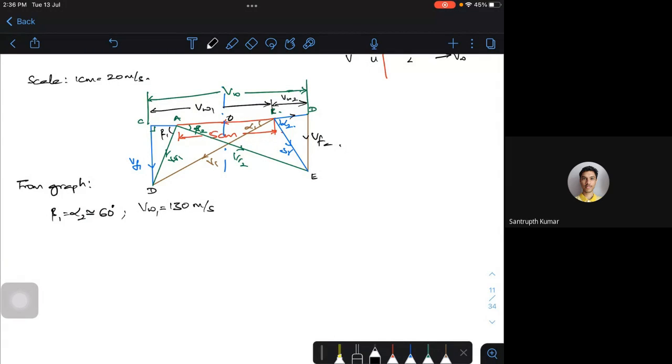Around 60 degrees. Then how much are you getting for VW1? Around 130. Just check that. Similarly, you can check V2, which is also equal to VR1, maybe around 50 to 60 meters per second. 54, fine. So roughly, let me write around 55 meters per second. This is around 130 meters per second.